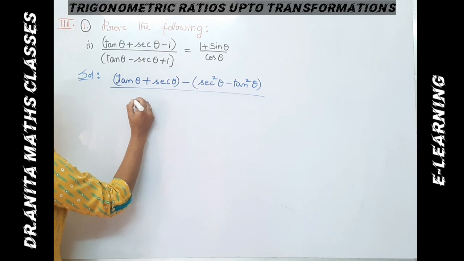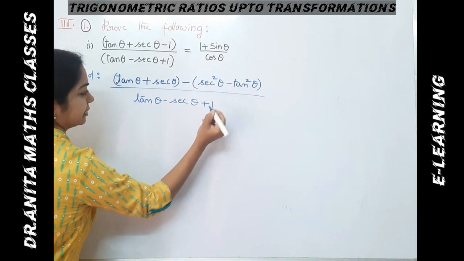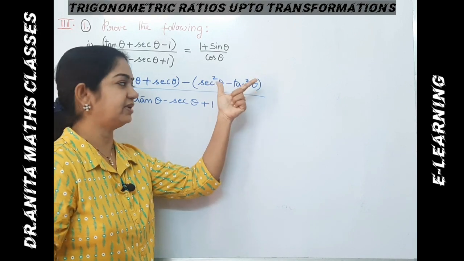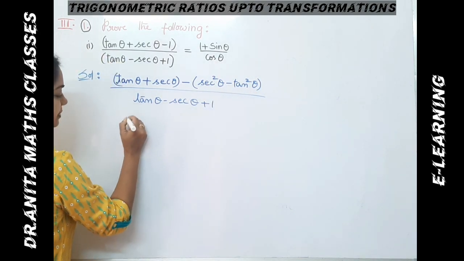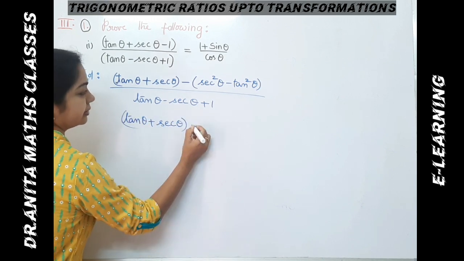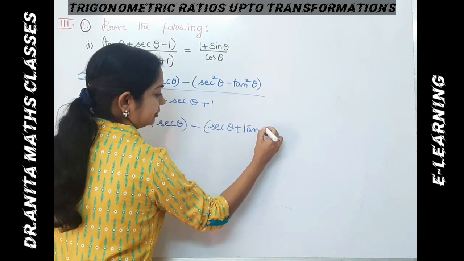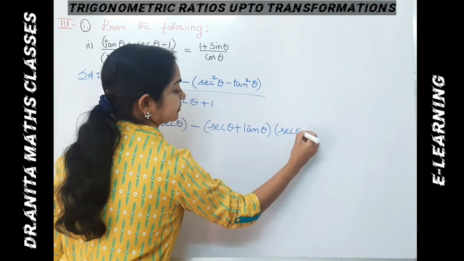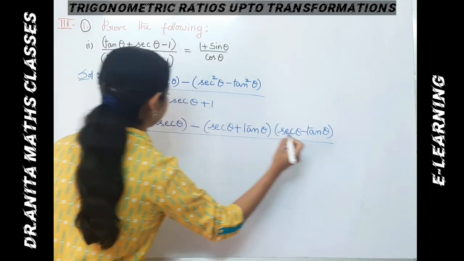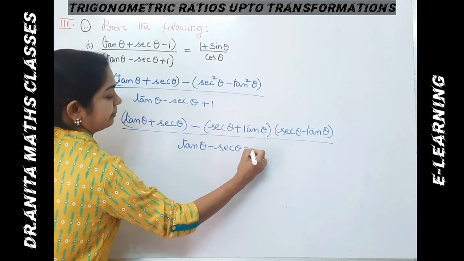Here if you see tan theta minus secant theta plus 1 is there. Now this is the algebraic identity a square minus b square. We will expand it like a plus b into a minus b, that is tan theta plus secant theta, again a plus b into a minus b. I have resolved it using the algebraic identity. Now the denominator part as it is, you write secant theta plus 1.